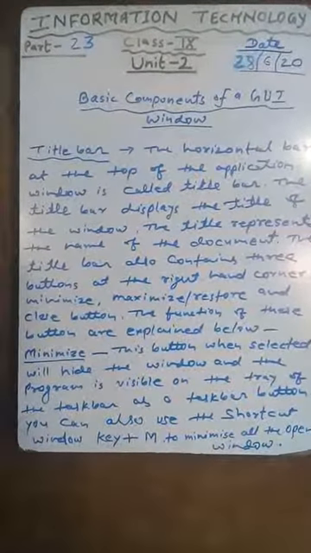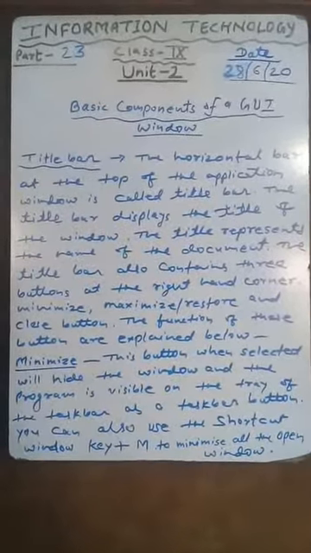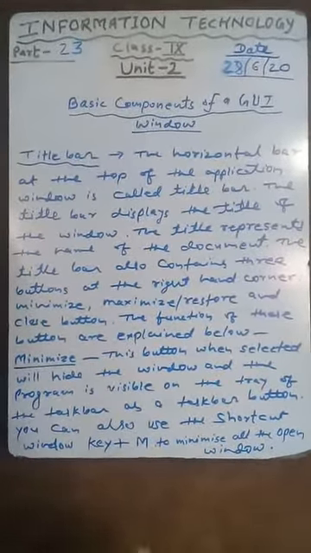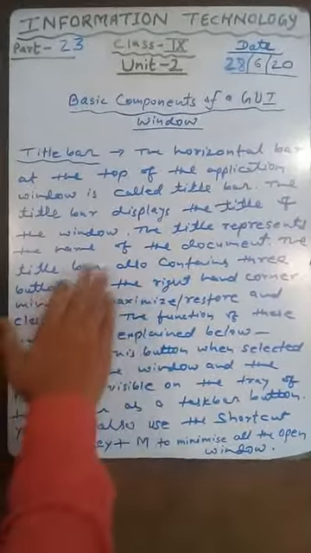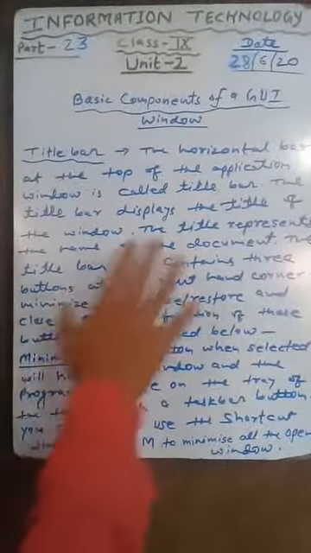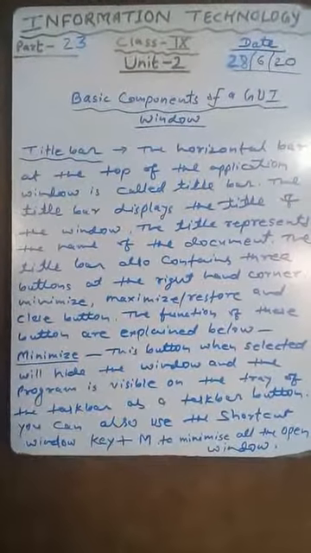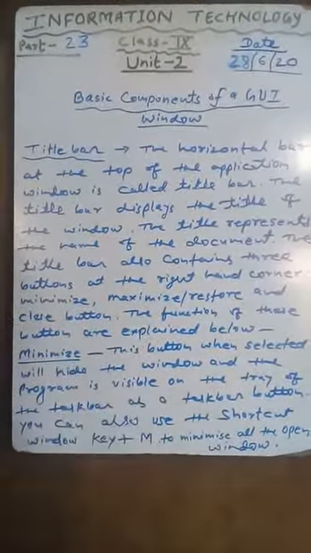Suppose that we type different types of documents and we give them names, which show at the top of the document. At the top of the document, this is the title bar.